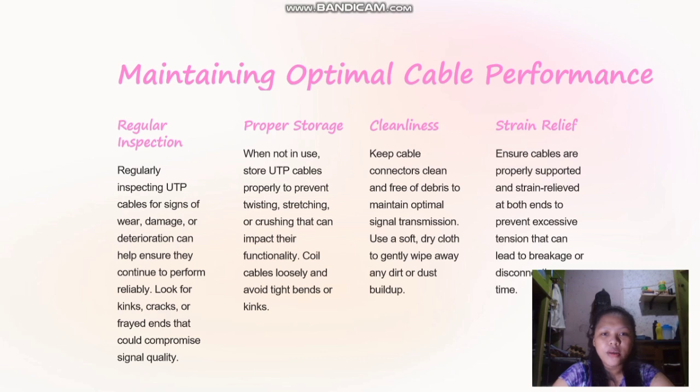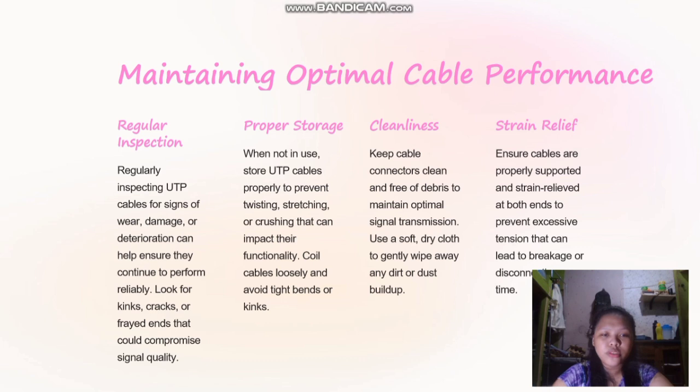Maintaining optimal cable performance. Regular inspection. Regularly inspecting UTP cables for signs of wear, damage, or deterioration can help ensure they continue to perform reliably. Look for kinks, cracks, or frayed ends that could compromise signal quality.